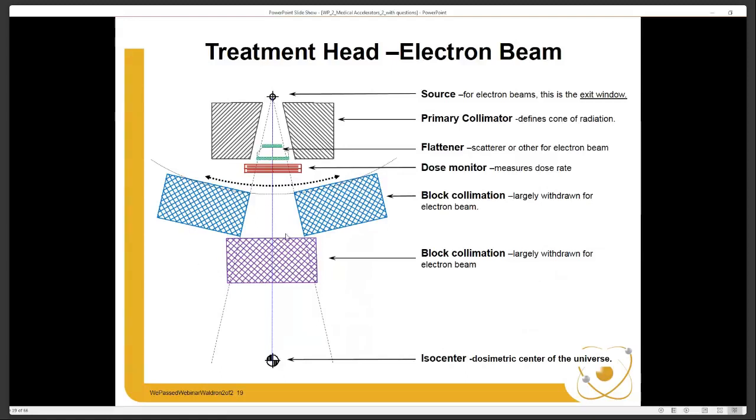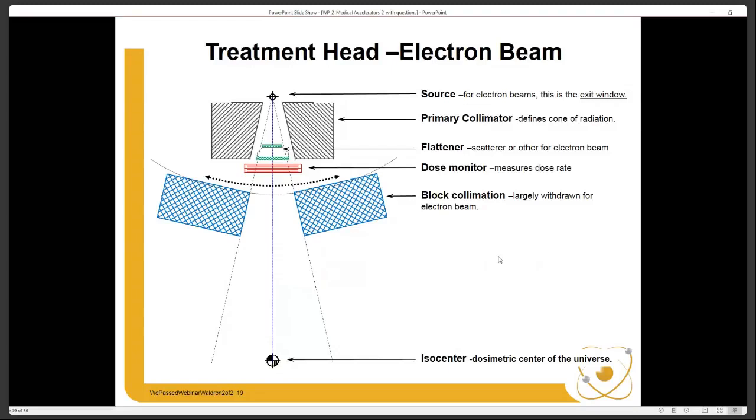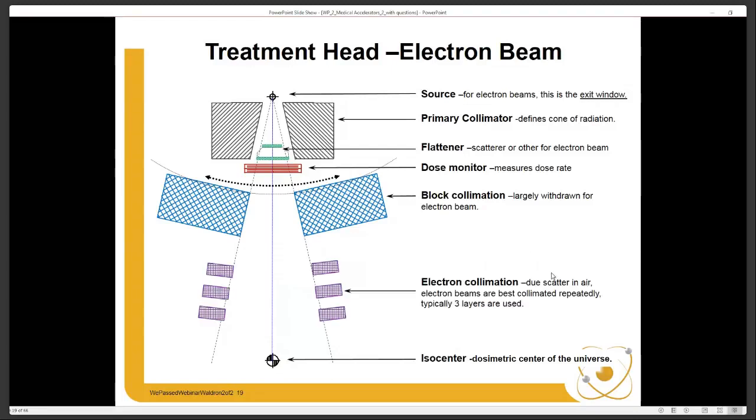The block collimation might still be present, but it is largely withdrawn for electron beams, and I'm going to remove the one that would move in and out of the picture at this point so that we can show that electrons scatter in air. They scatter a lot in air. And that means that in order to have any kind of beam edge down here at the patient, I need to collimate the beams repeatedly over and over, and the distal component of the collimation must be very near to my isocenter or my patient, and typically that's a 5 centimeter distance. It's usually 95 centimeters to the bottom of the electron collimators.